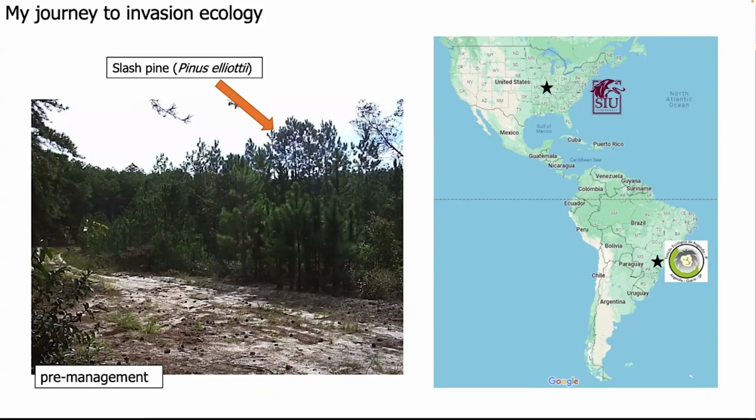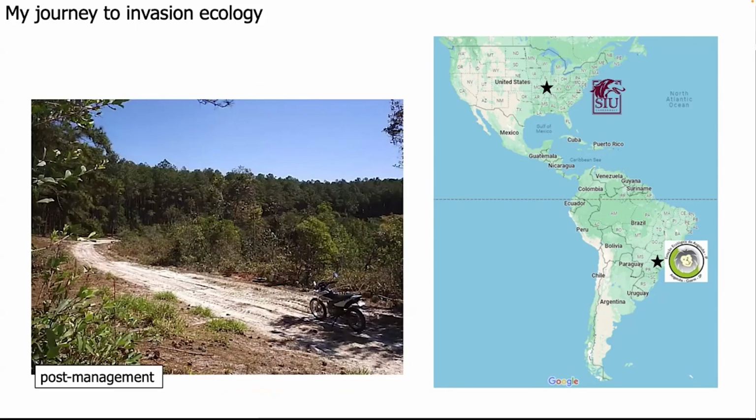And this area went through management action. You can see the same area after they removed all the invasive species, but that doesn't last long, because as you can see now from the back, that's all slash pine coming in again.